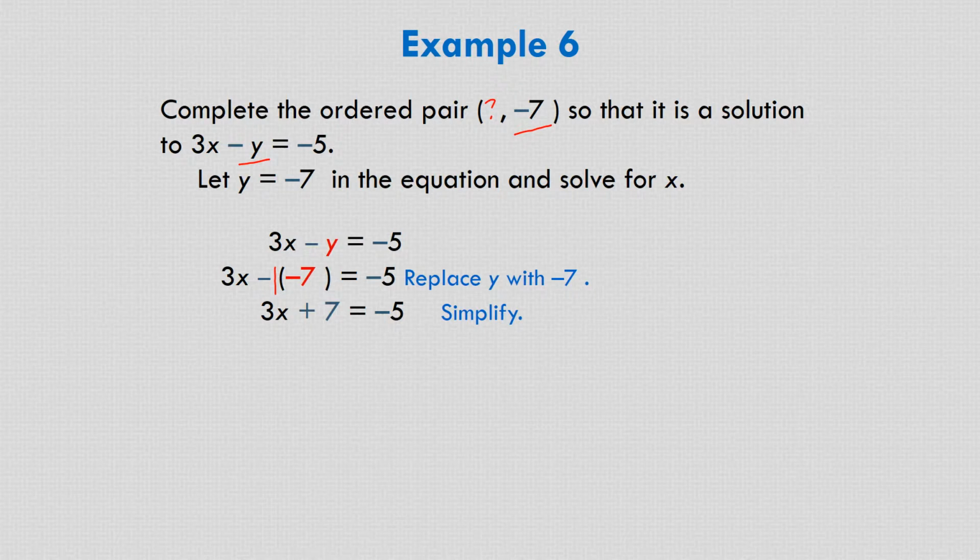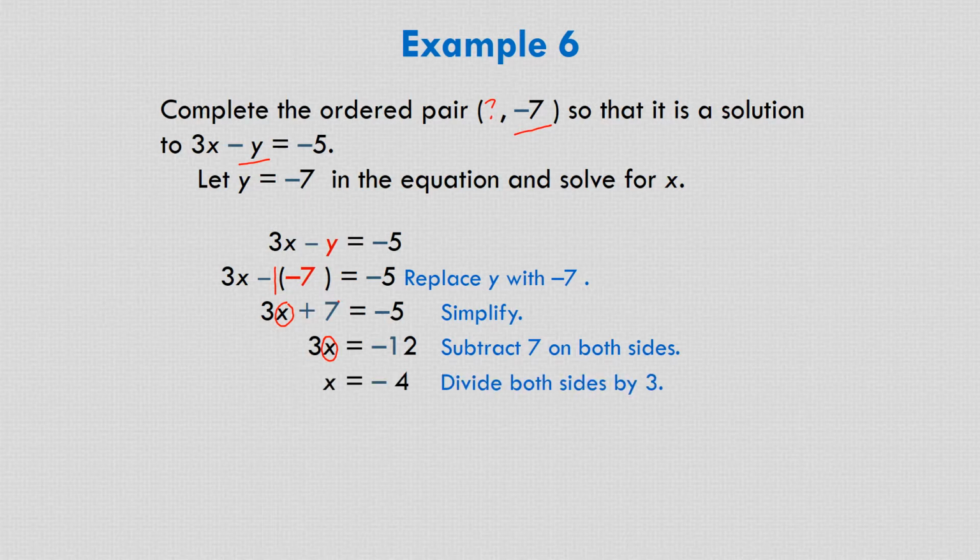So our goal, again, is to get that variable that's remaining all by itself. Our first line of defense is 7. So in order to remove the 7, it's a positive 7, so we're going to subtract 7. When we subtract 7 from both sides, we're left with 3x equals negative 12. Remember, x wants to be by itself. Right now, it's being multiplied by 3. And the opposite of multiplying by 3 is to divide by 3. What I do to one side, I do to the other, and that leaves me with negative 4. So therefore, my ordered pair is (negative 4, negative 7).